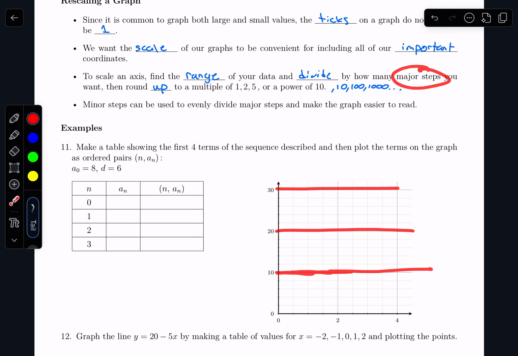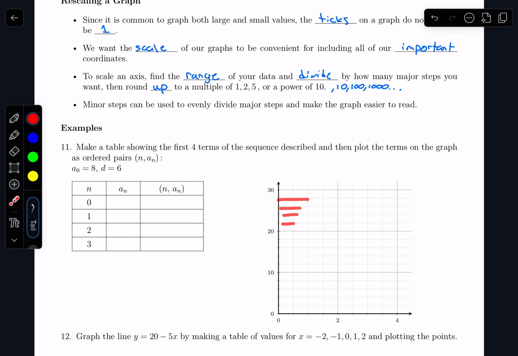But in order to make the graph easier to read, oftentimes we put these lighter lines in between. Those are called minor steps. Okay, they're not important enough to get their own label, but we still want to draw them. Think of graph paper, how it has lines all over the place. It just makes it easier to understand where things are because it puts a nice straight line on the page for us. So minor steps are the ones that are not labeled. Major steps are the ones that are labeled. Okay, so we got that clear.